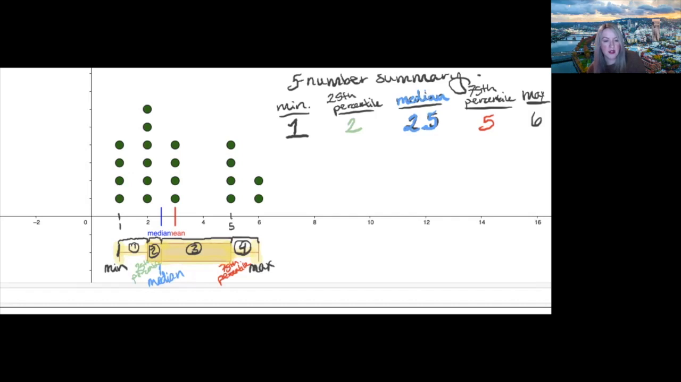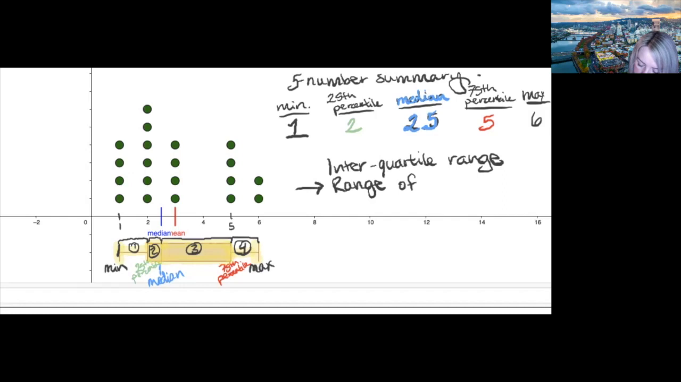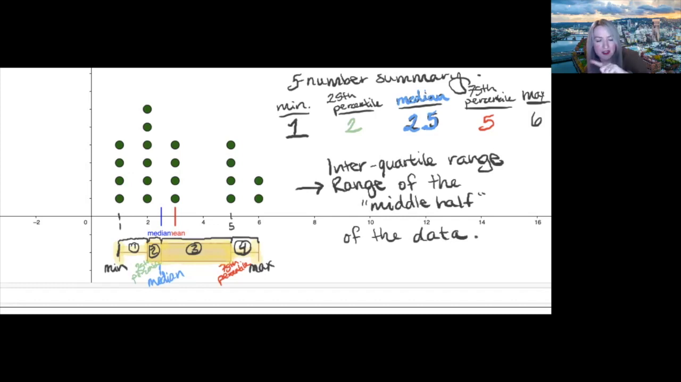And you can also look at something called the interquartile range. Sorry for my squeaky chair there, if you can hear that. The interquartile range is the range of the middle half of the data, which you get by subtracting the 25th percentile from the 75th percentile. So you're looking at the range of the box. What is the spread of that box?